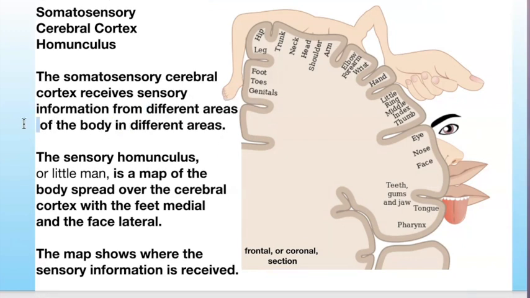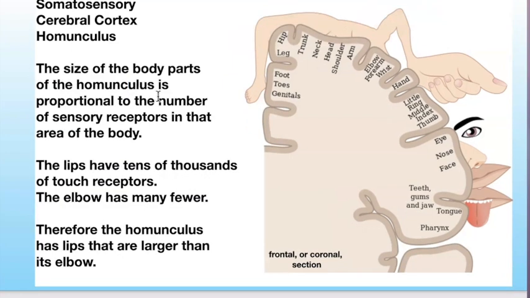And that map is kind of cute and a little fanciful. It's in the shape of a sensory homunculus or little man. So this map of the body is spread over the cerebral cortex with the feet medial and the face lateral. And the map shows where the sensory information is received in the somatosensory cerebral cortex. The size of the body parts of the homunculus is proportional to the number of sensory receptors in that area of the body. So, for example, the lips have tens of thousands of touch receptors, and the elbow has very few. Therefore, the homunculus has lips that are much, much bigger than its elbow.